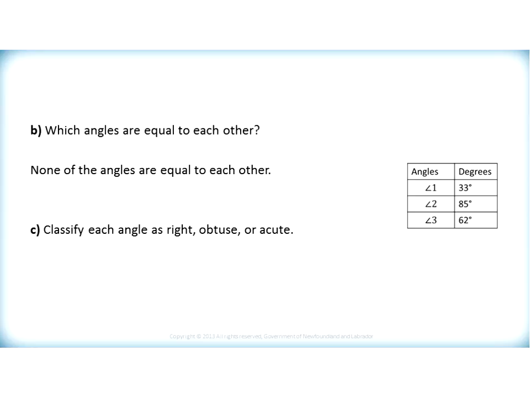Angle 1, angle 2, and angle 3 are all between 0 and 90 degrees. So that means that all three of these angles are going to be acute angles.